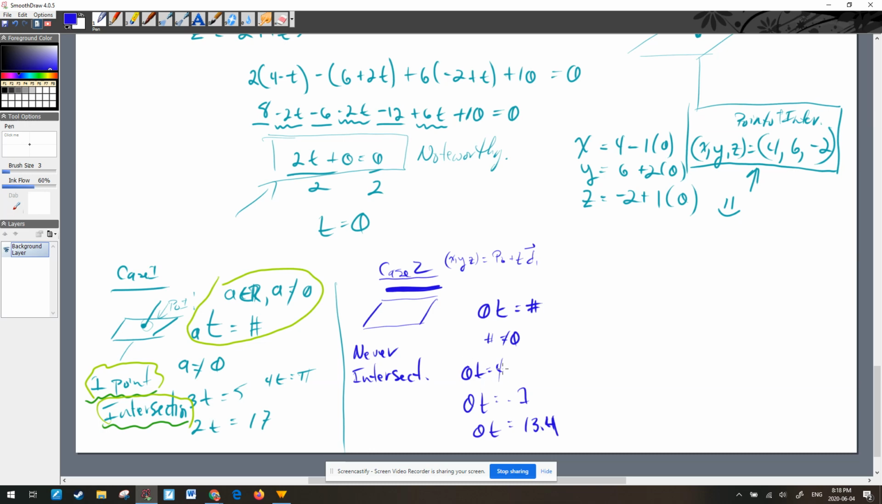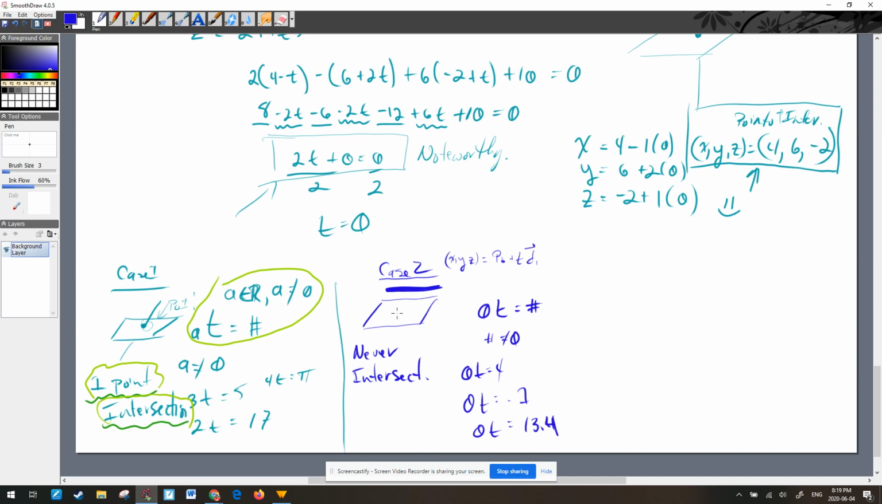Okay, so 0t equals any number that's not 0 means they never intersect. There is no value of t which can make this true, right? So if you spot 0t equals a non-zero number, what it means is they are parallel. Now, how could you check that?